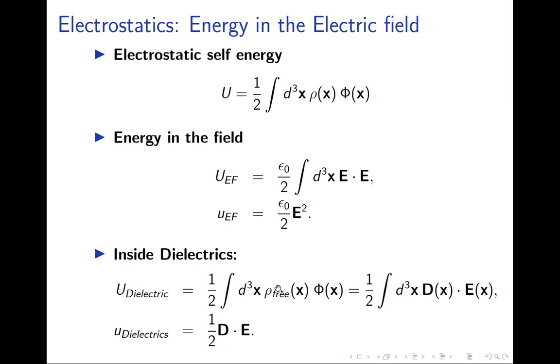And then you use Gauss's law to replace rho free by divergence of D, which is going to lead to this expression as well. I'm skipping the steps. You can look up Griffiths. The missing steps are not important. The important thing is to know that it's D dot E, right?